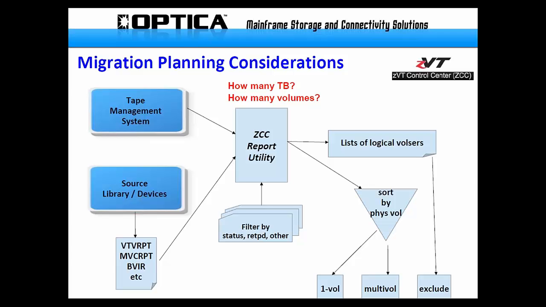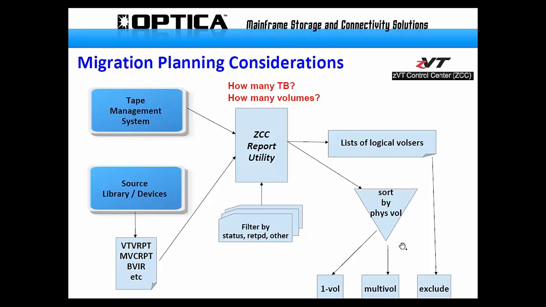So ultimately what we get out of the ZCC report utility is several lists of logical volumes. We want to take into account the fact that the logical volumes may themselves reside in the source device on a set of physical volumes, and so we want to sort them by physical volume, and we come up with several different lists. We come up with a list of single volume tapes. That is, tapes that begin and end. They may have multiple files on them, but everything begins and ends on the same volume. And this is, in fact, in most installations, the majority of the tapes.